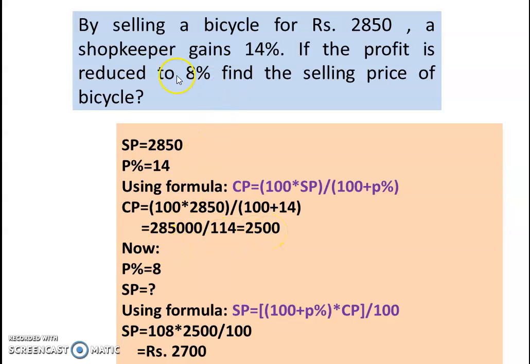Now profit is reduced to 8%. Now profit percentage is 8. We need to calculate the selling price. We have already calculated value of CP. So using this particular formula, SP equals (100 plus profit percentage) into CP divided by 100, we can calculate value of SP, and this is equal to 2700. So selling price is 2700 when profit is reduced to 8%, right?